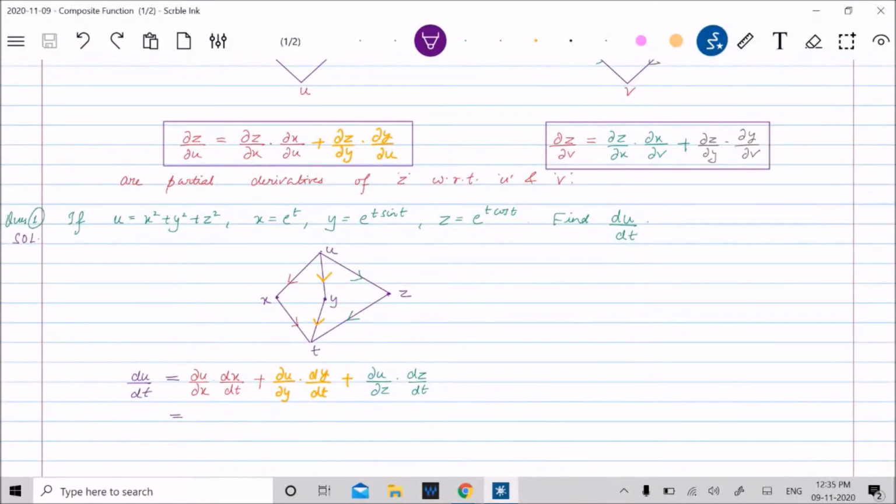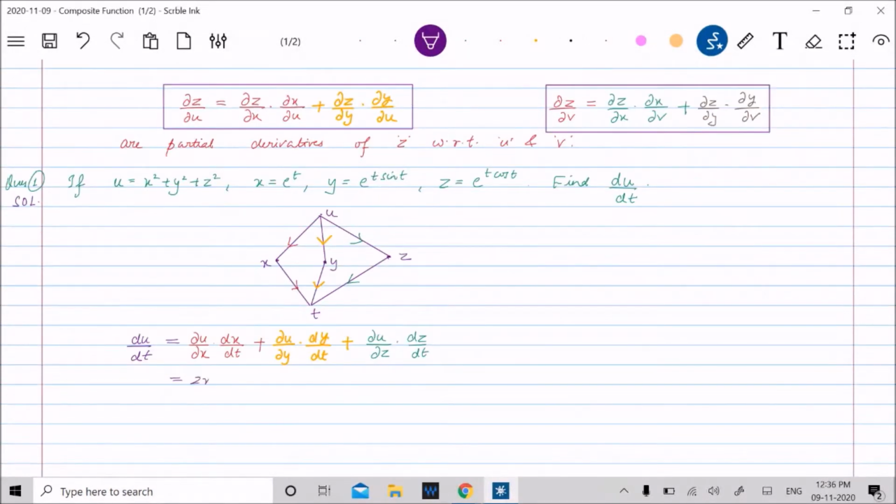Now tell me, what will be del u by del x? Just differentiate this partially with respect to x. Okay, 2x, only 2x, right? What will be dx by dt? Differentiate this. Yeah, e to the power t. Great. Plus del u by del y, which will be obtained from here. Yeah, 2y. What will be dy by dt?